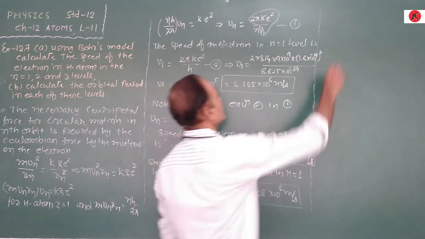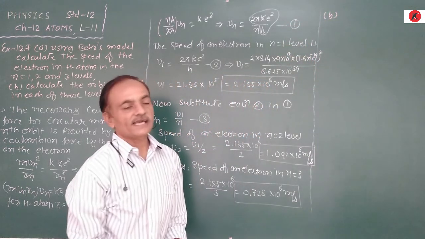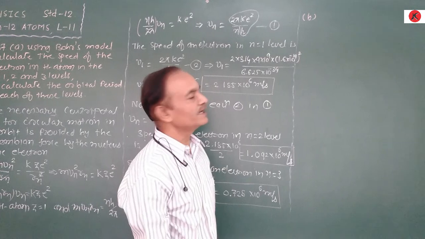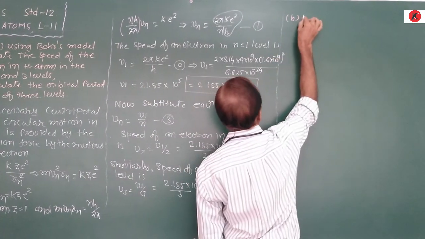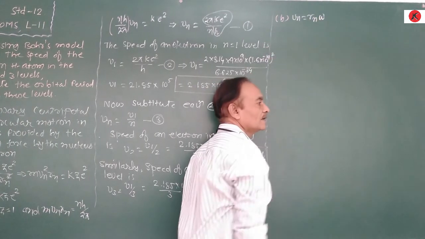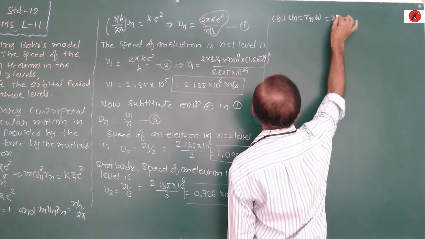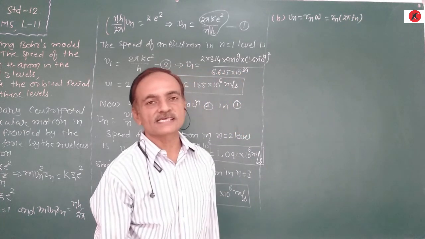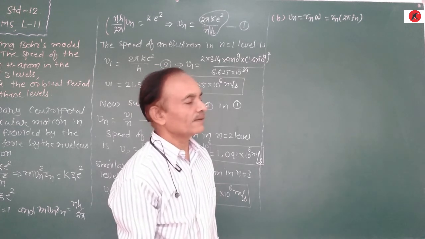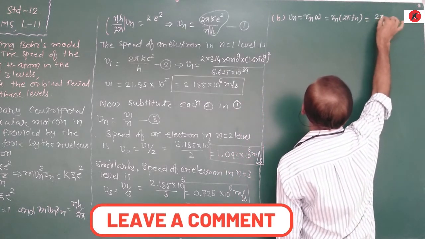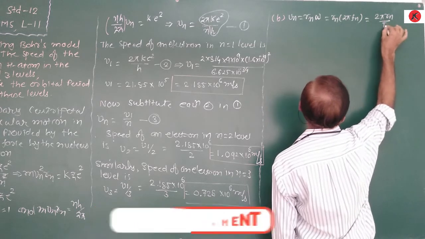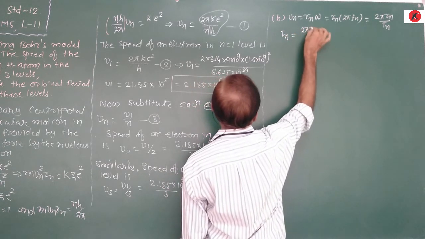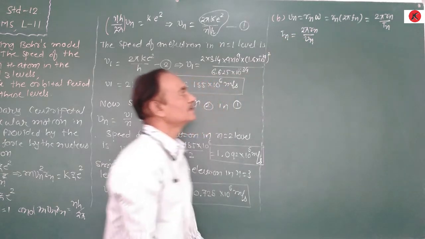Now part B, we want to derive the equation of periodic time, the orbital period, in levels 1, 2 and 3. For that purpose, we know the relation between linear speed and angular speed. So vn is equal to rn into omega. Omega is equal to 2 pi f. Therefore, rn into 2 pi fn. We also know that the reciprocal of the frequency is the periodic time, or frequency is equal to 1 upon Tn. Therefore, 2 pi rn upon Tn. Therefore, the equation of periodic time is Tn equal to 2 pi rn upon vn. That is our equation number 4.